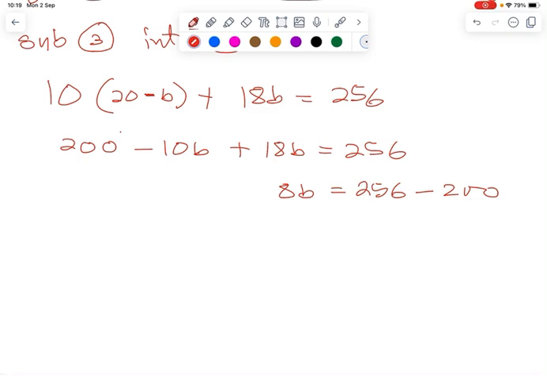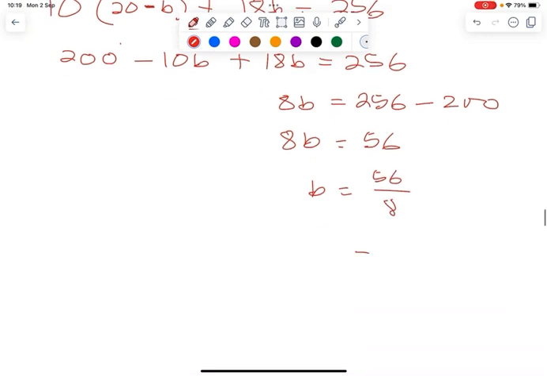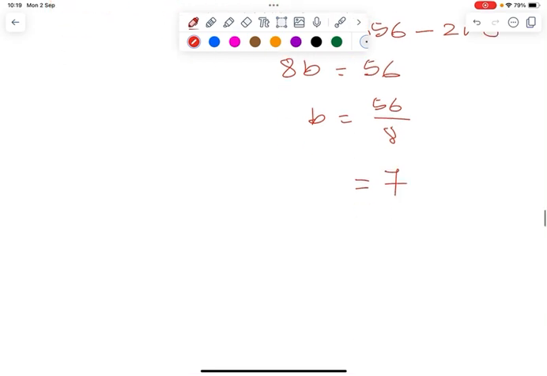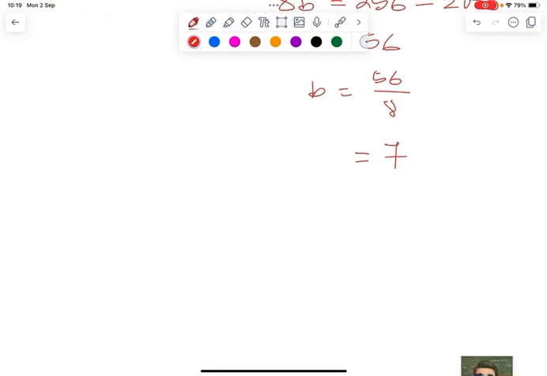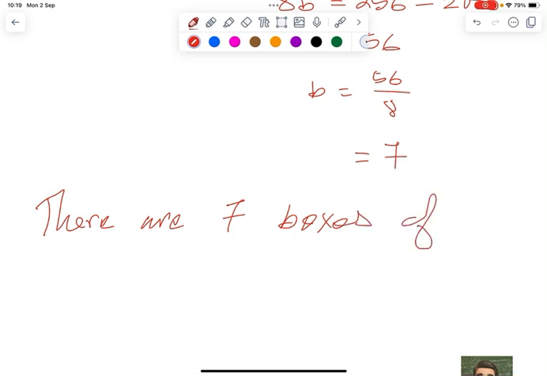Okay, so we have 8B equal to 56. Therefore, B equal to 56 divided by 8. That obviously will give you 7. Therefore, there are 7 boxes. There are 7 boxes of what? Boxes of 18 books each.